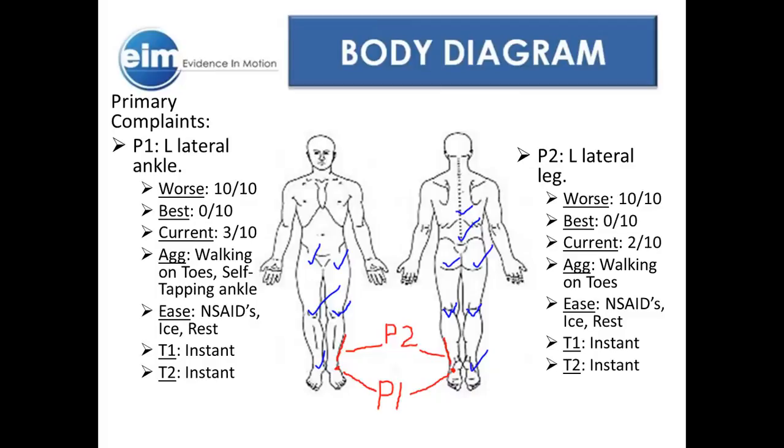The P2 was a lateral leg pain, worse 10 out of 10. Again, that was a day after the incident. Best is 0 out of 10, currently 2 out of 10. Aggravating factors, again, walking on toes. Same easing factors and the same time to onset, time to ease.